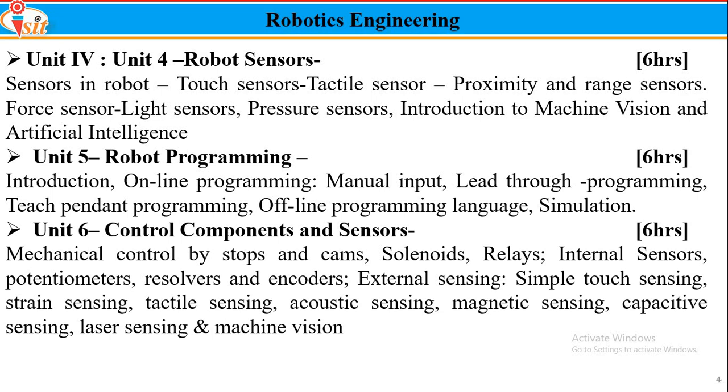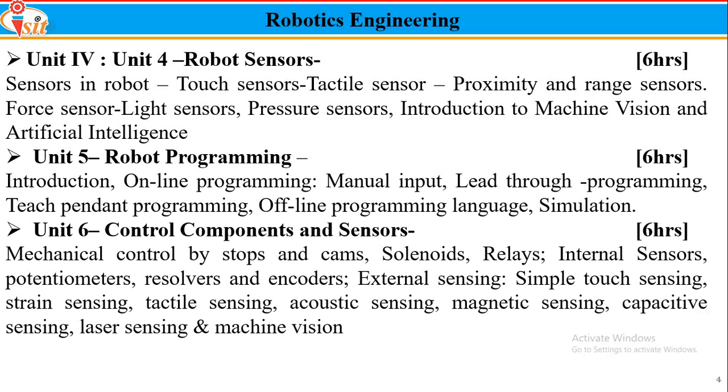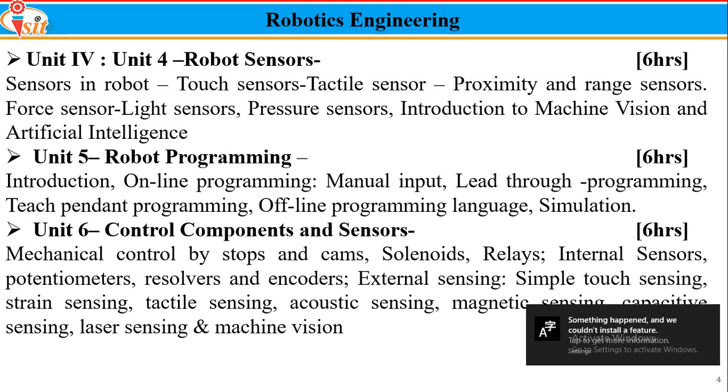Unit number 5 is related with robot programming. As you are aware, robotic engineering is particularly related with 3 to 4 branches. Out of that, the computer engineer plays a very important role in programming. So: introduction to robot programming, online programming, manual input which is given to the robot, lead through programming, teach pendant programming, offline programming languages and simulation. This is all about robot programming.